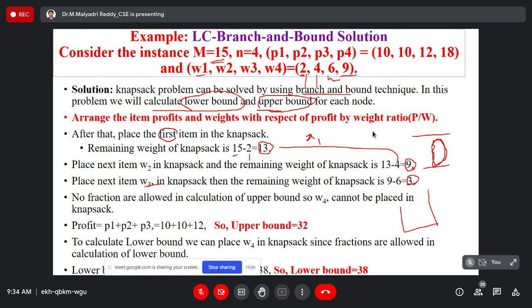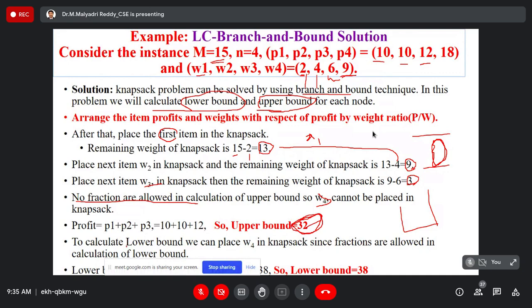Next, check the fourth object, whose weight is 9. But the difference is only 3, that is the empty space in the bag. So it is not possible to include the fourth object because no fraction value is allowed into the bag. You can only insert a complete object into the bag. So you can only insert 3 objects, 1, 2, 3. So the corresponding profits are added up, and 32 is the upper bound of the bag.